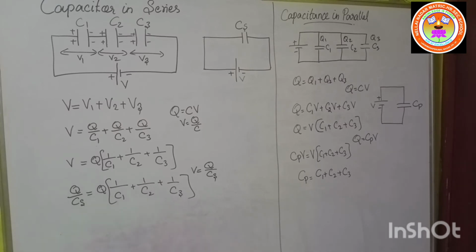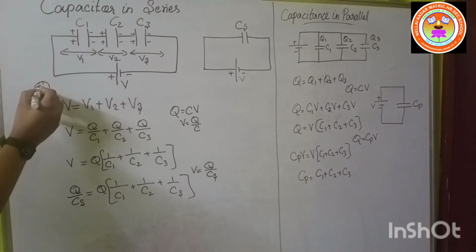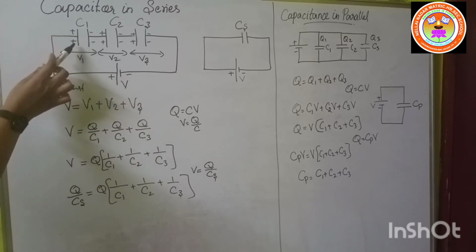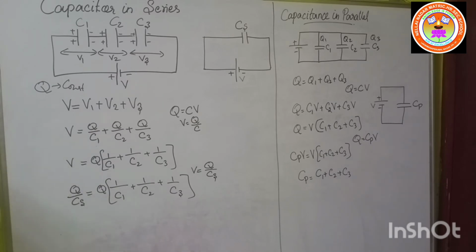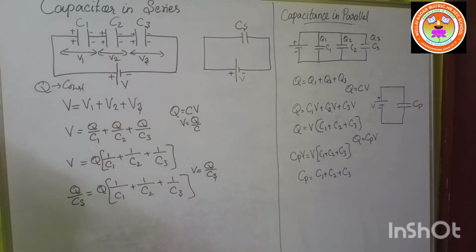Listen children, very important: when you connect the capacitors in series, the charge is constant. Here Q is constant, so the charge value is constant. If you look at the potential, the voltage across each capacitor will vary. So the first is V1, the second V2, the third V3. So here, which one varies? Potential varies.